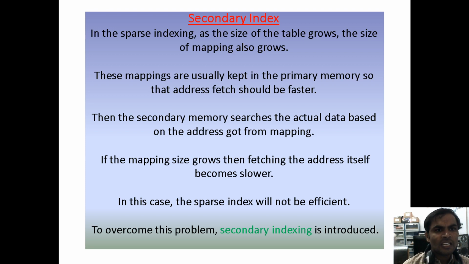Coming to the secondary index. Under the primary index, as the size of the table grows, the size of the mapping also grows. Actually, under the dense indexing it is not increasing. Similar to the primary index, we are having this drawback. To overcome the drawback, they implemented the secondary index.